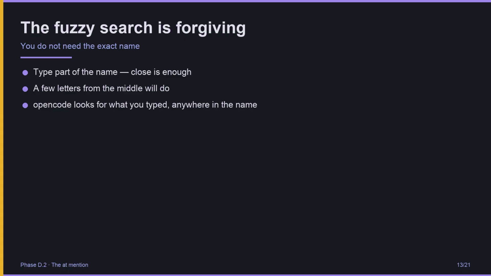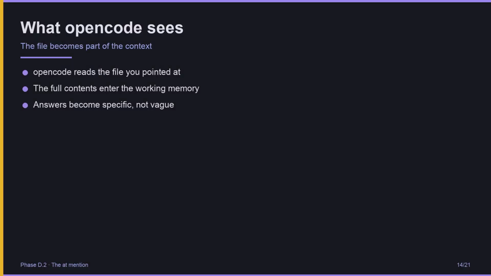OpenCode looks for files that contain what you typed, anywhere in their name. It is fuzzy on purpose, because it is trying to save you effort, not test your memory. So what actually happens when you point at a file? OpenCode reads it. The full contents become part of the context, the working memory OpenCode uses to answer you.